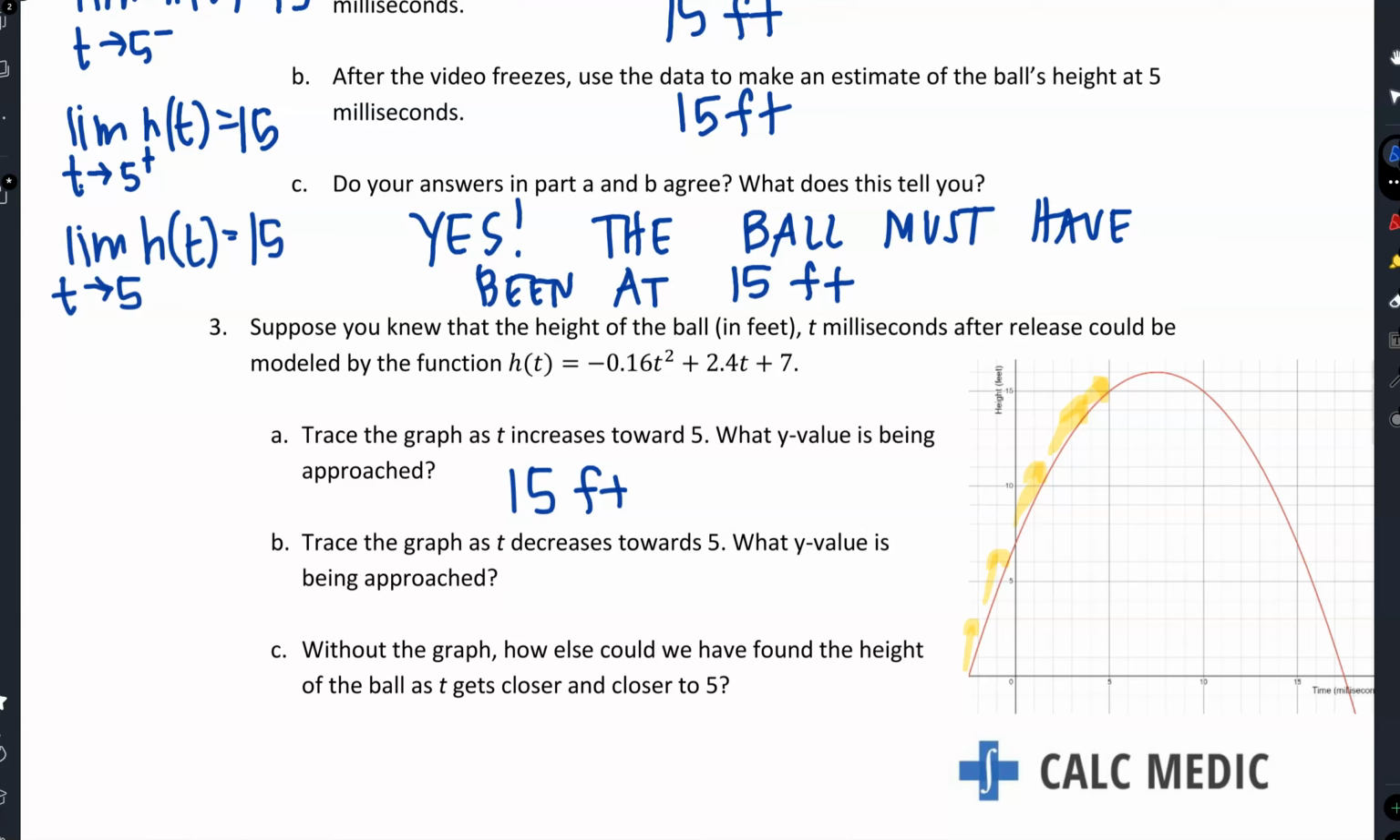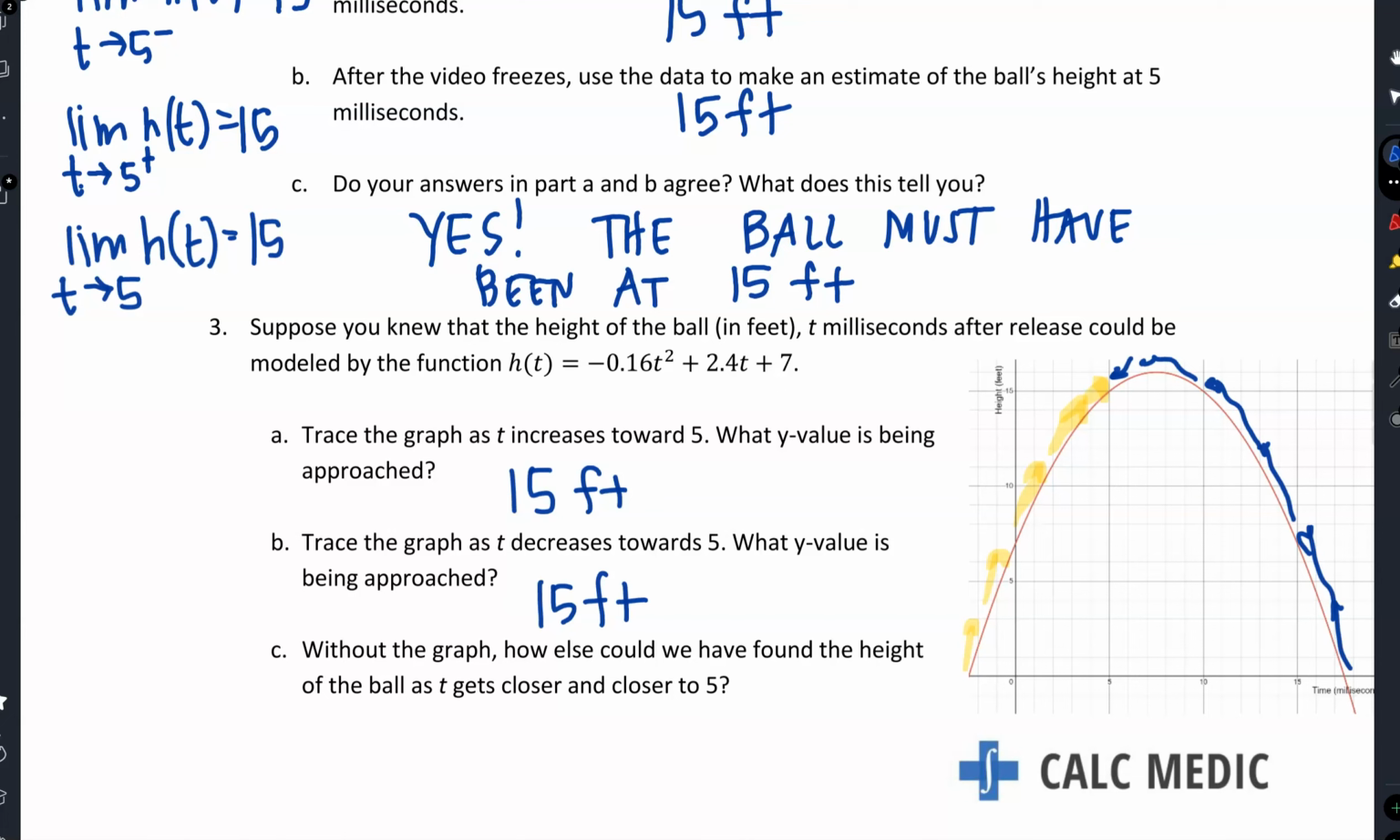And then what happens as I decrease? If I'm going this way, I'm going all the way over here. So it's also 15 feet. Without the graph, how easy could we have found the height of the ball as t gets closer and closer to 5?